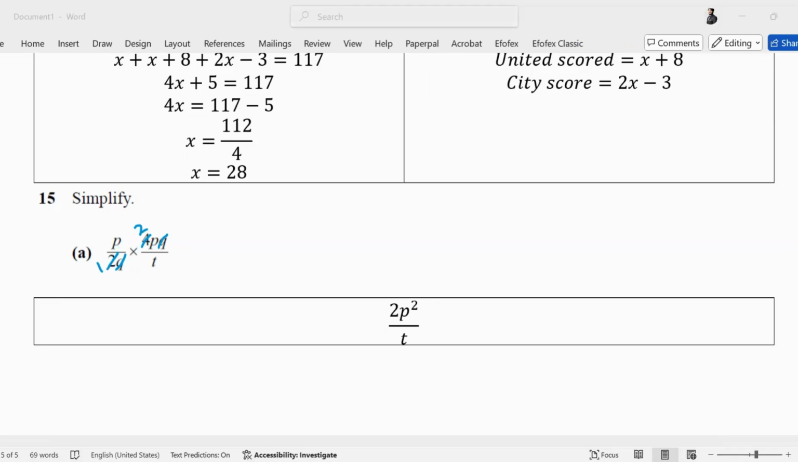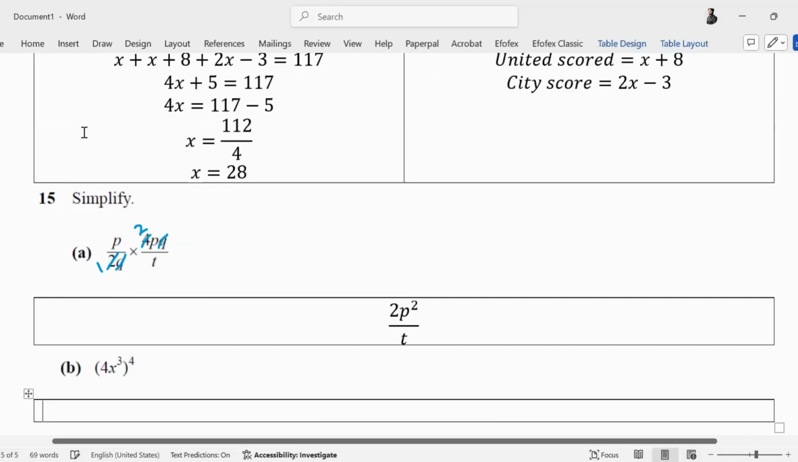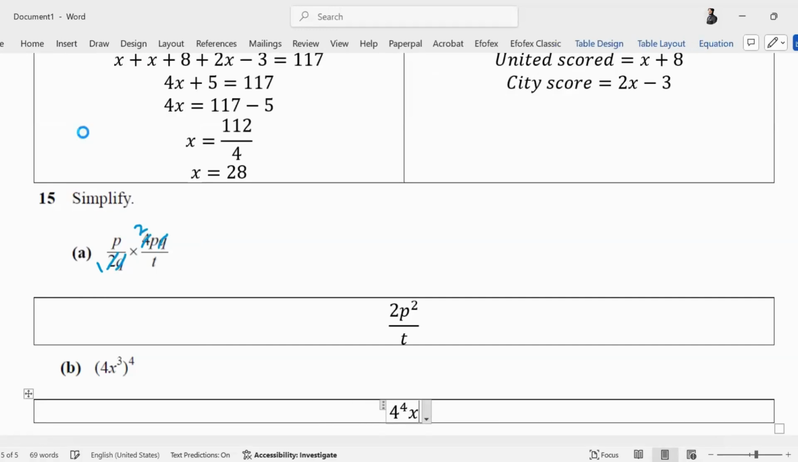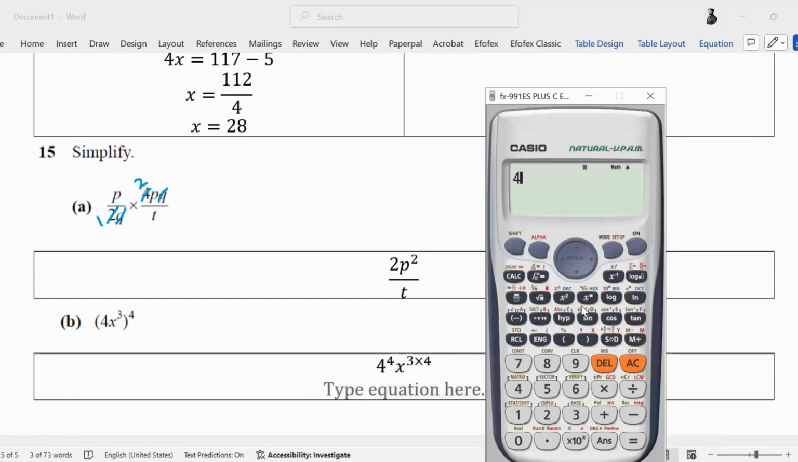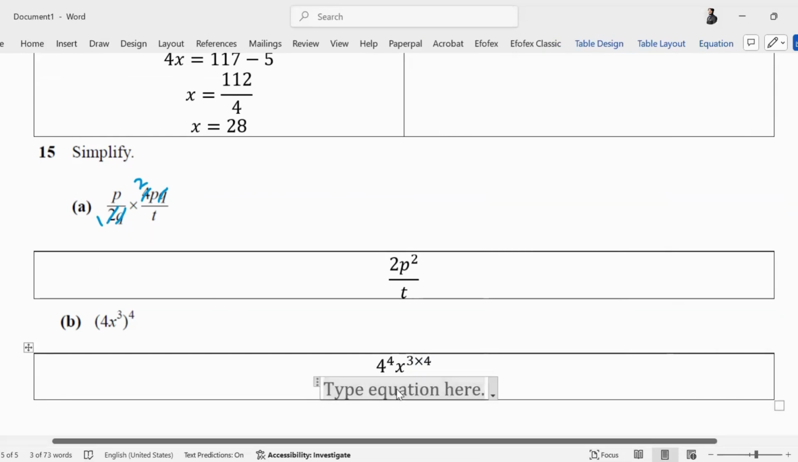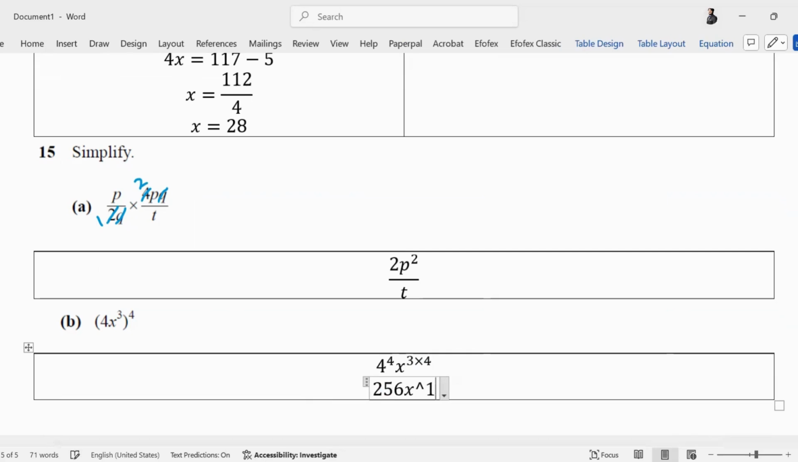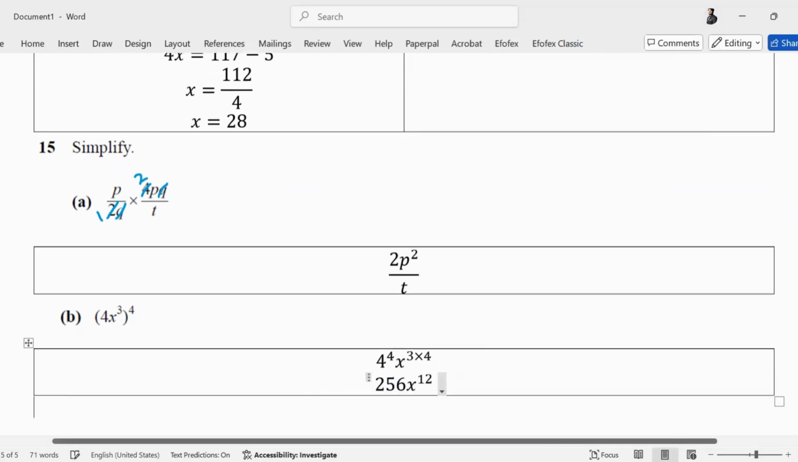Now the next is 4x cubed to the power 4. So that would basically mean 4 to the power 4, and x will take a power of 12, which is basically 3 multiplied by 4 in the powers. So 4 to the power 4, we can use our calculators to find this value. 4 to the power 4, which is 256. So 256 x to the power 12.